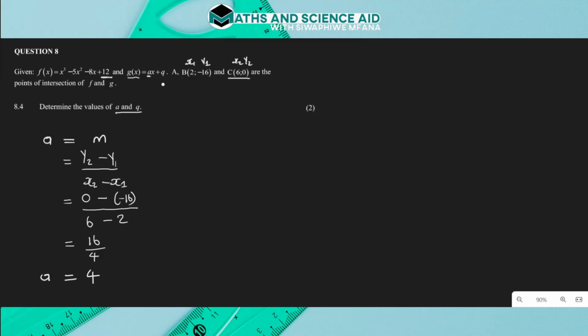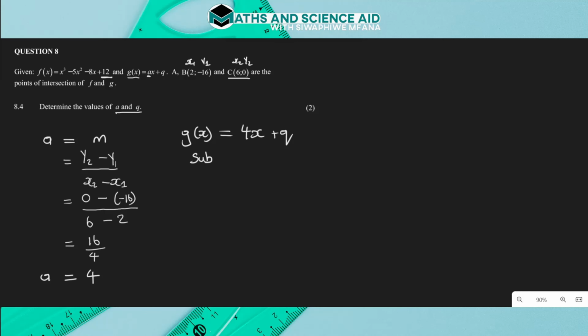And now, to calculate B, we can substitute the value of A into the equation of G. So we are going to have G of x is equal to 4x plus q. And now after this, we can just take any point here between B and C and substitute it into G and just solve for Q. So I'll just take point C.